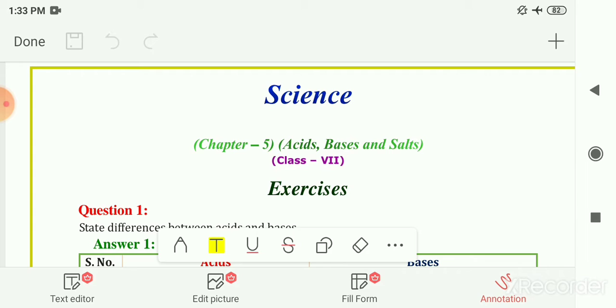Then after, we had seen some natural indicators. So turmeric, litmus, petals of China rose or hibiscus, etc. are natural indicators. Other than that, we had also seen one chemical indicator, that is phenolphthalein. Then after, we had seen some properties of acids and bases.